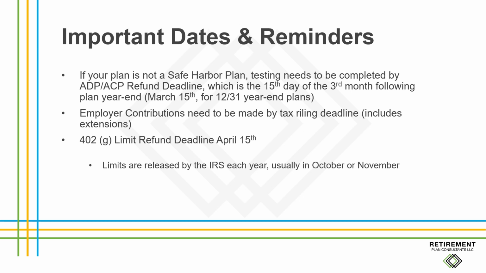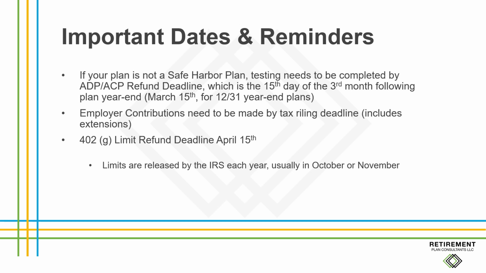Employer contributions must be made by the tax filing deadline, and that does include extensions. The tax filing deadline for most calendar year-end plans is March 15th or April 15th. Therefore, if an extension has been filed, the deadline would be September 15th or October 15th. Please work with your company's CPA or accounting professional if you are uncertain of your tax filing deadline.